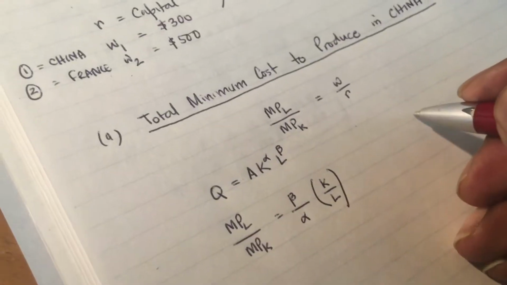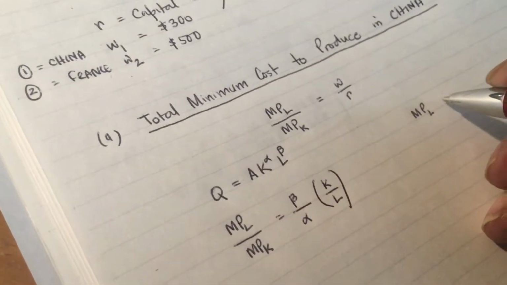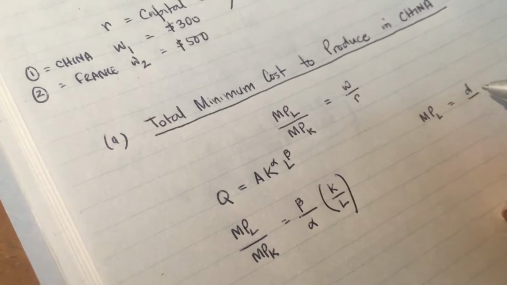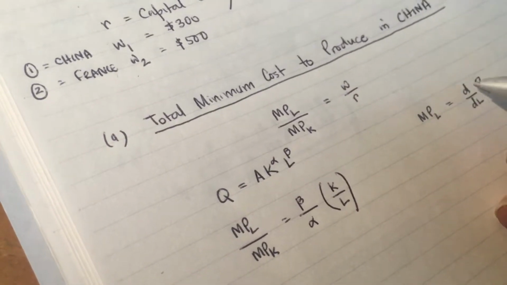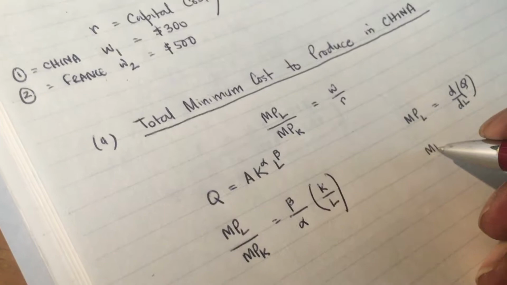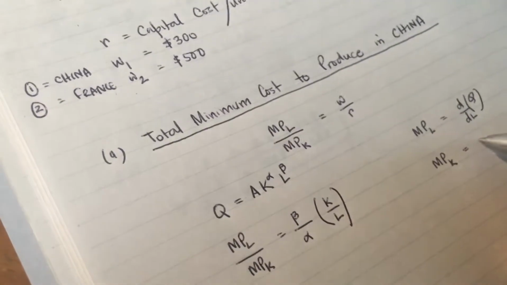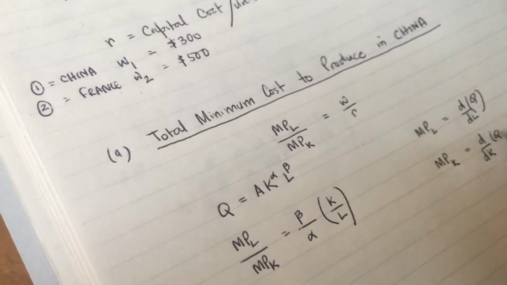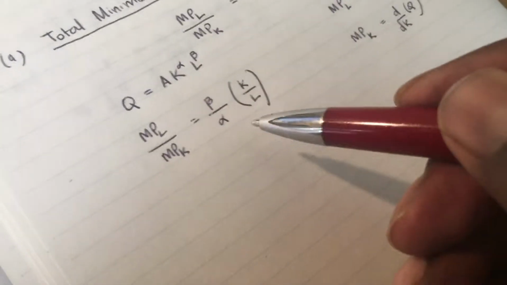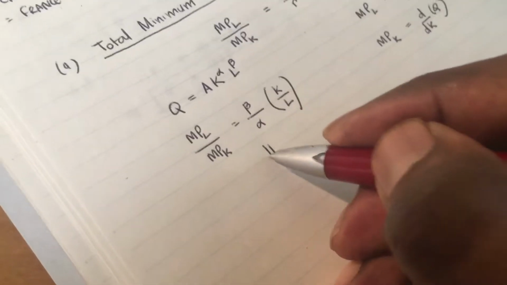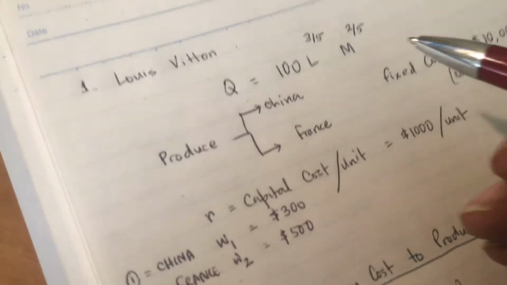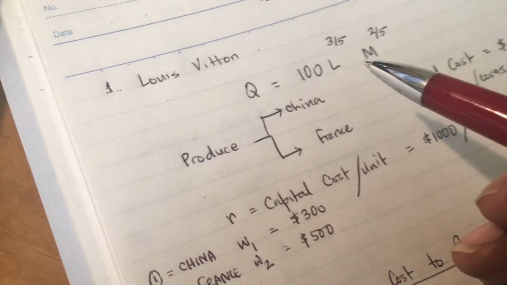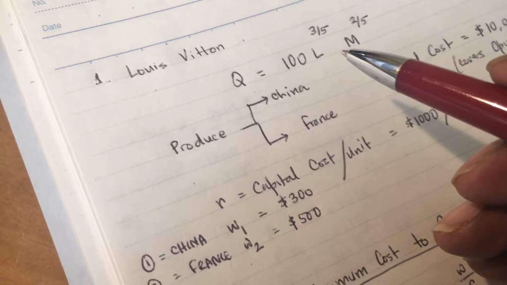Obviously you can also do it by going the brute force method, where you calculate MPL as the first derivative of the production function with respect to L, and MPK as the first derivative of the production function with respect to K. That always works. But for Cobb-Douglas form, you can write it in one shot. So if I go back to this Cobb-Douglas form for Louis Vuitton, I should be able to write my MPL over MPK in one shot using this particular formula.